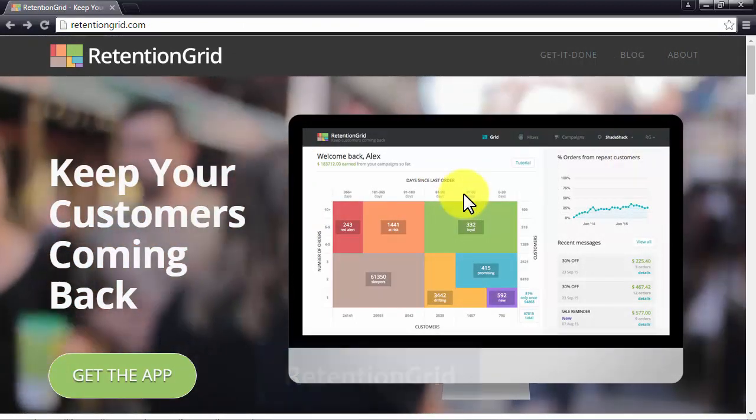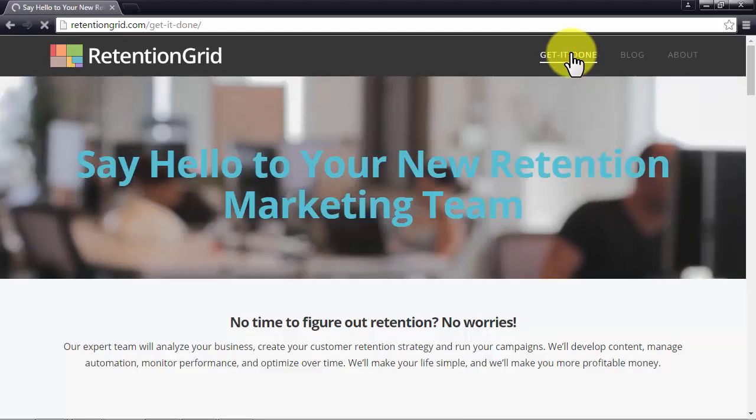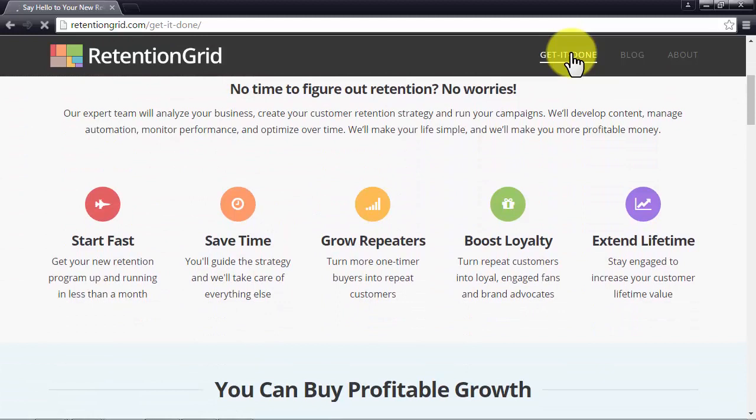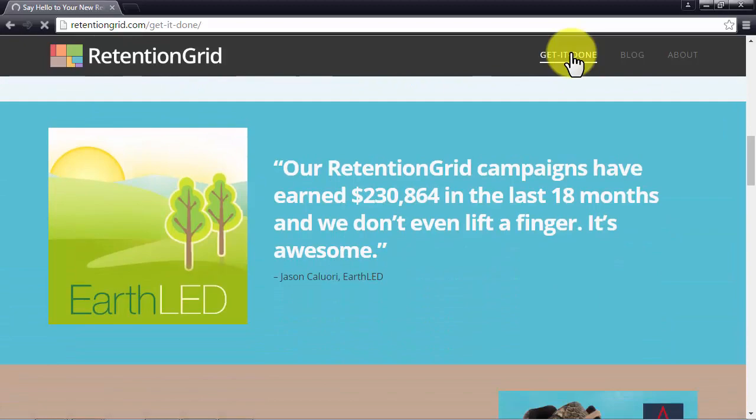Retention Grid. Retention Grid is an e-commerce analytics software which is best known for its simplicity. Retention Grid will give you all the analytics data in easy-to-understand graph form, which will make it easier for you to create and implement proper segmentation strategies.